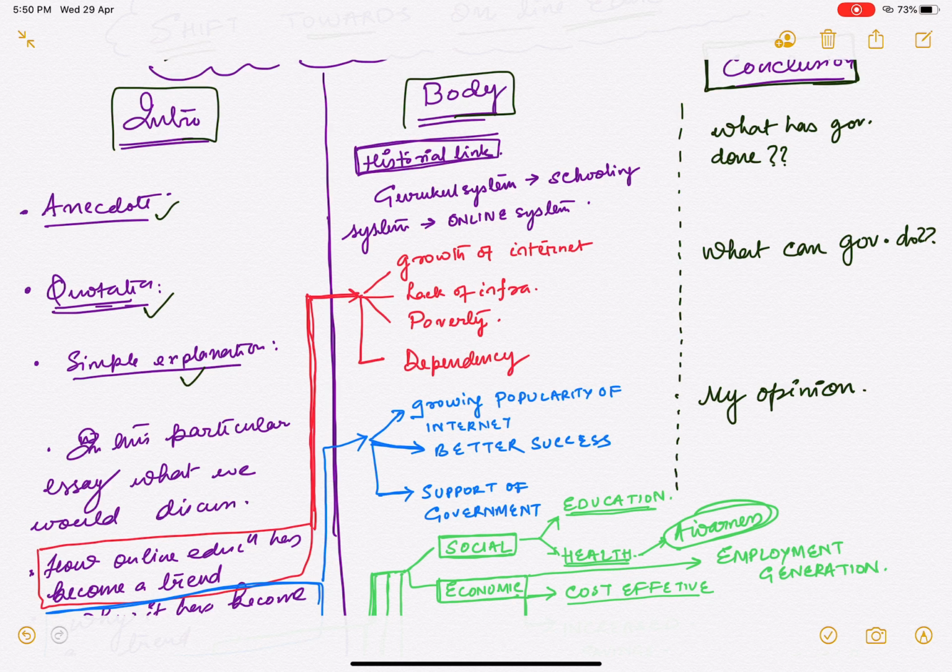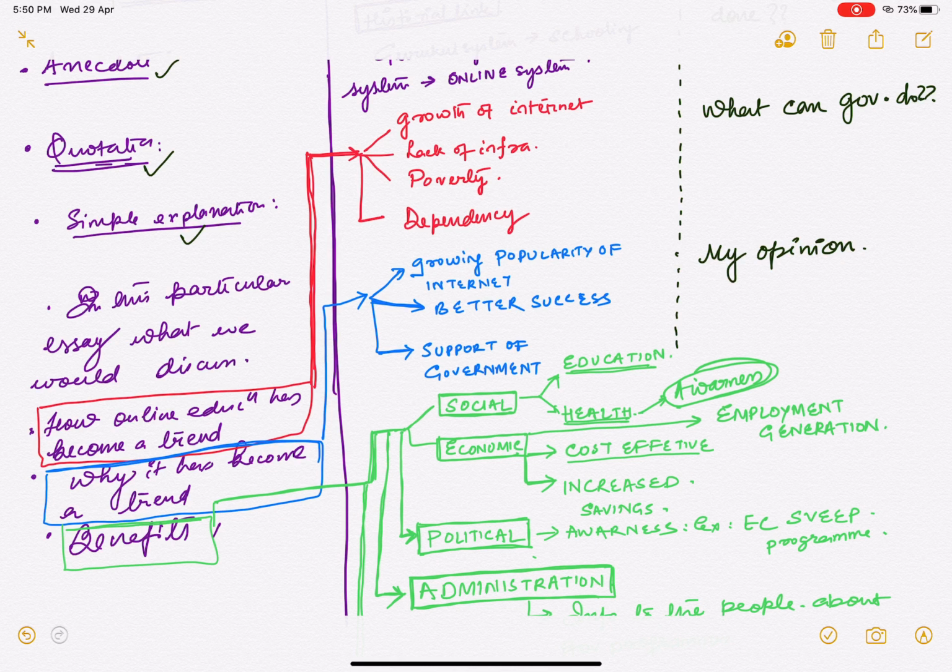Now, again, with respect to a quotation, you can say: what is permanent? Permanent is nothing but change is permanent. Hence, we are witnessing a change in the educational system, that you can say. Or you can move on with a simple explanation, like online education is the new buzzword, this, that, and all.